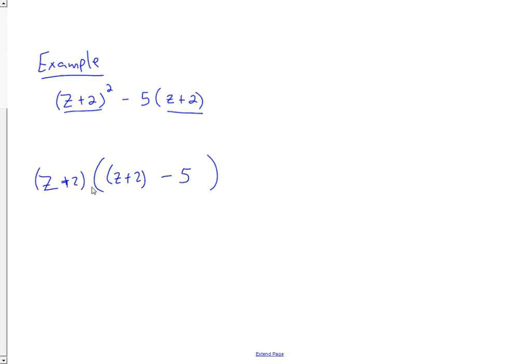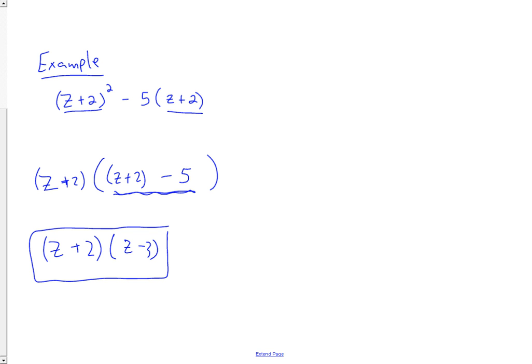Now I'm done with the factoring, but if you look here, I can simplify this a little bit. I've got z plus 2 minus 5. So that's going to end up with z, and positive 2 minus 5 is negative 3. So I'm going to have z minus 3. And those are my factors for this example.